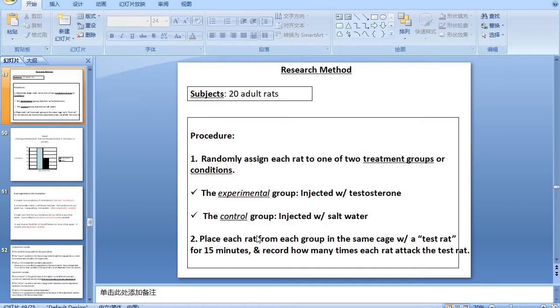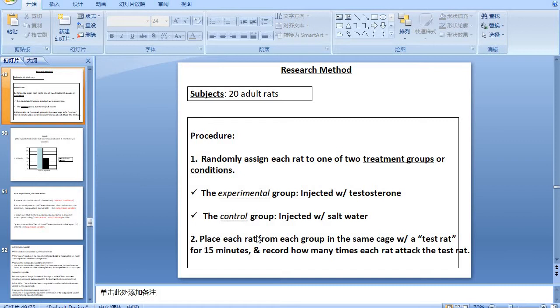The dependent variable in this experiment is aggression, or the aggressive behavior the rats display. In terms of operational definition, this dependent variable is measured by counting how many times each rat attacks another rat.